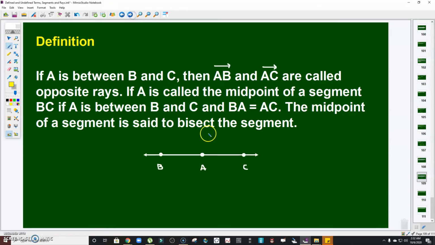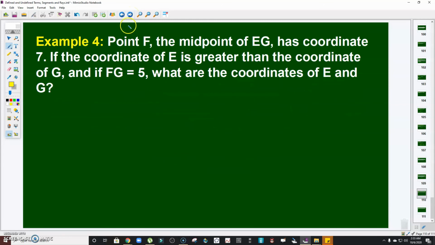To illustrate that, in this figure, A is between B and C since AB and AC are opposite rays, right? Then the definition says A is the midpoint of BC if AB is equal to AC. Therefore, A bisects the segment BC. Okay? So let's put that into an example.